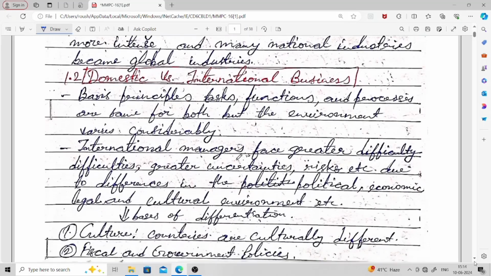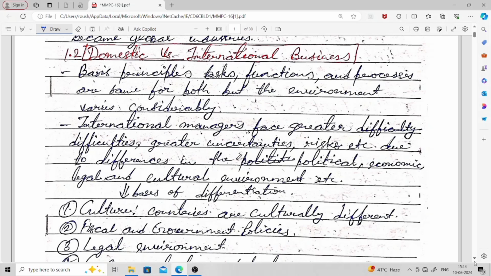Then, domestic versus international business. The basic principles, tasks, functions, and processes are the same for both, but the environment varies considerably. It means we can say that the basic principles, tasks, functions, and processes are the same for both domestic and international business, but the environment for domestic business is different compared to the environment of international business.